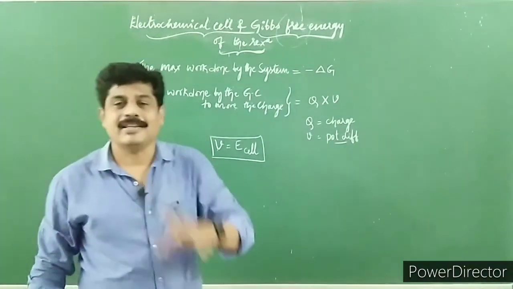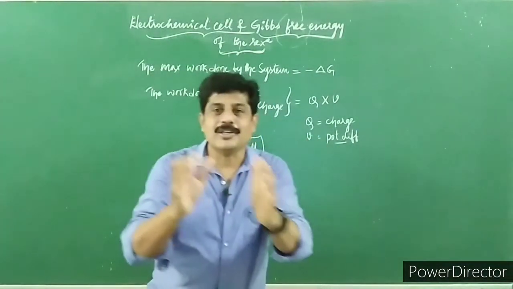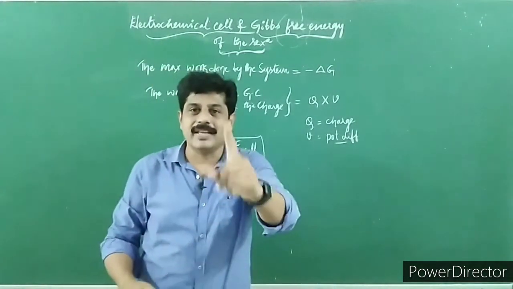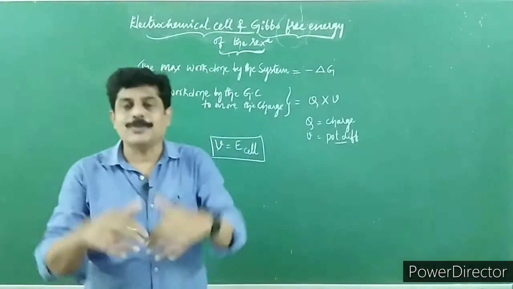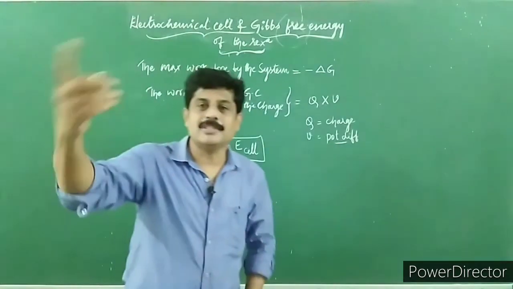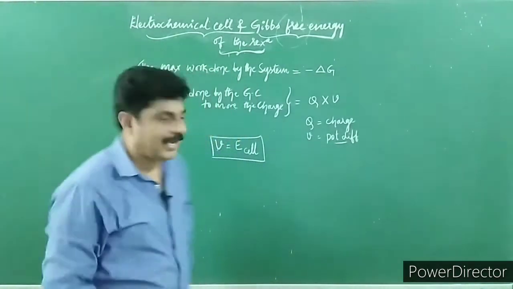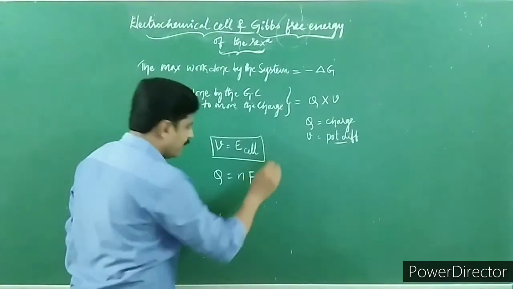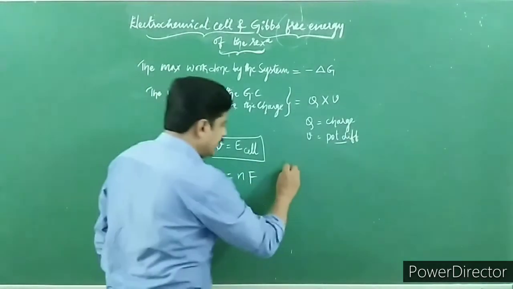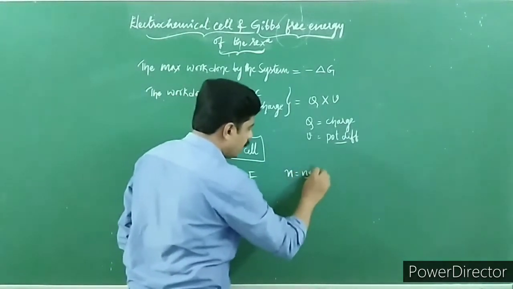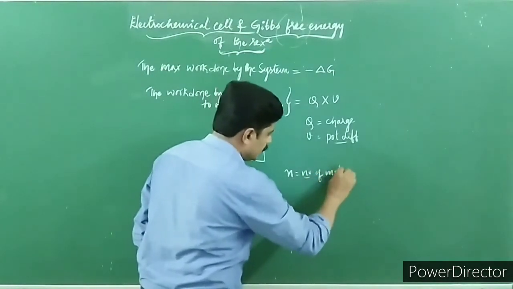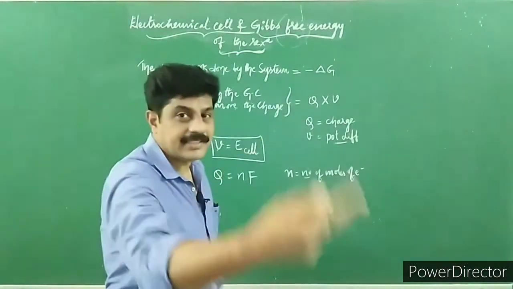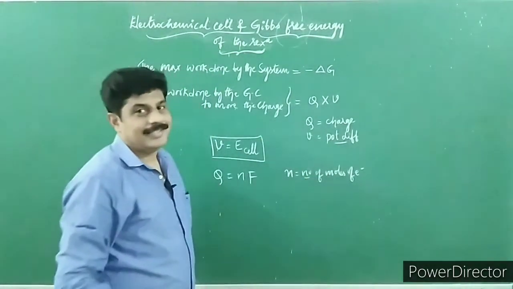Children, in the galvanic cell, the amount of charge required to oxidize 1 mole of oxidizable species or to reduce 1 mole of reducible species is given by Q is equal to N into F, where N is nothing but number of moles of electrons required either for oxidizing or for reducing the species.